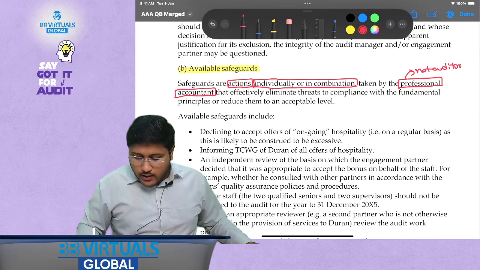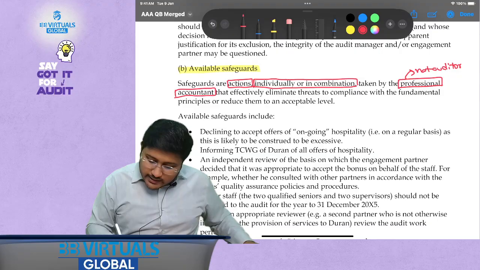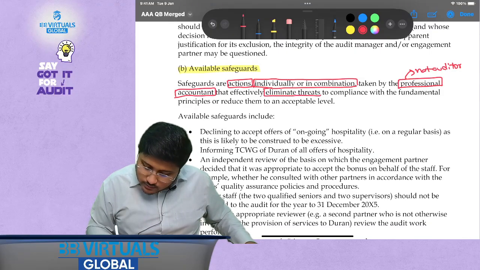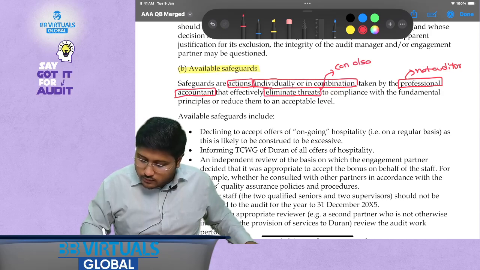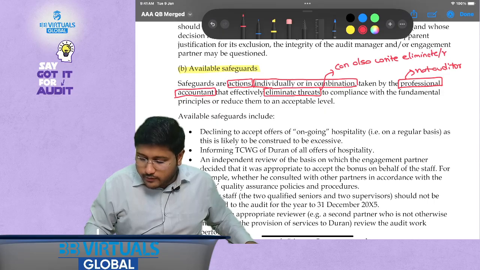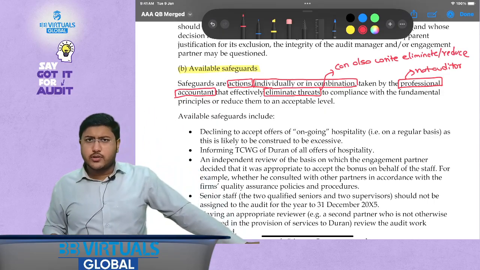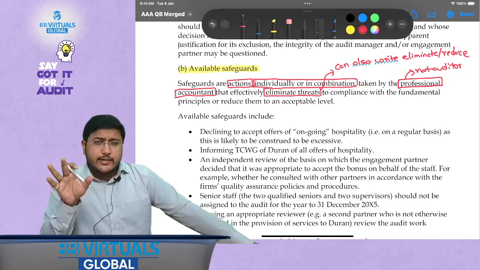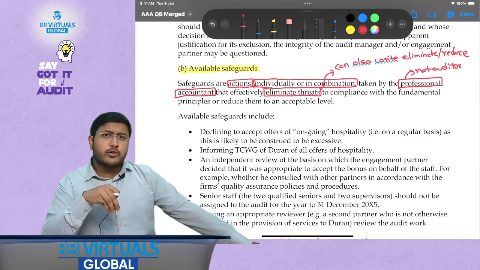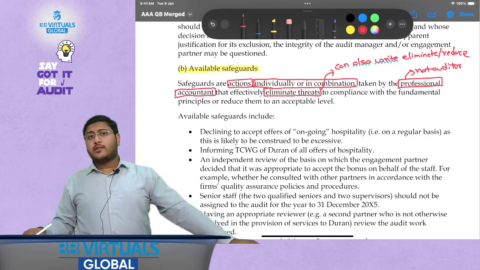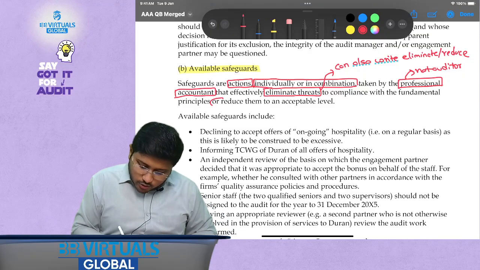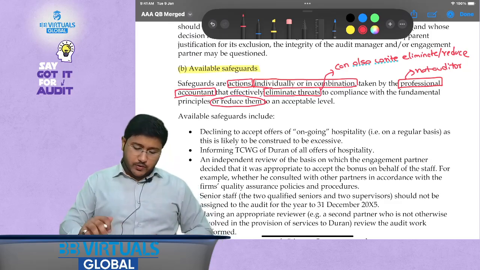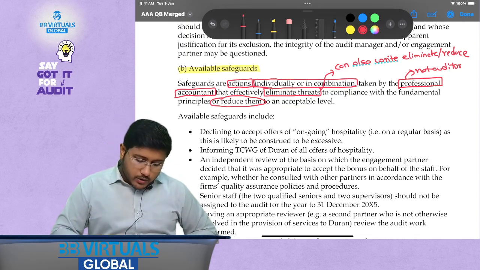Not auditor. That effectively eliminate threats. You can also write eliminate or reduce. Just writing eliminate is not correct here. Why so? Even if it is only the ACCA study answer, I would suggest you do not need to write only eliminate, because sometimes the safeguards do not eliminate, they just reduce, right? With the fundamental principle, or reduce them. See here, it is written "or reduce them", right? That is very important. So you can directly write it here, because I have seen a lot of students missing this part.